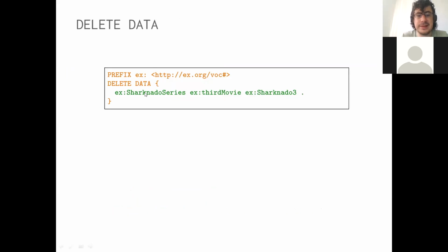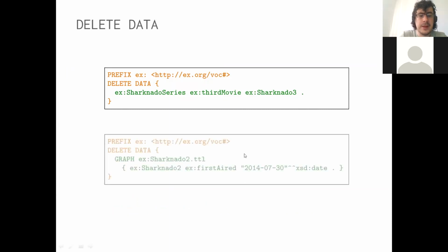We can also delete data, so we can remove specific triples from graphs. In this case, we're going to remove Sharknado series, third movie, Sharknado 3 from the default graph. We could also remove data from a named graph by specifying the keyword GRAPH, the name of the graph we want to remove the triple or triples from, and then specifying here the triples that we want to remove. So we use DELETE DATA in the case that we're specifying the entire triples.